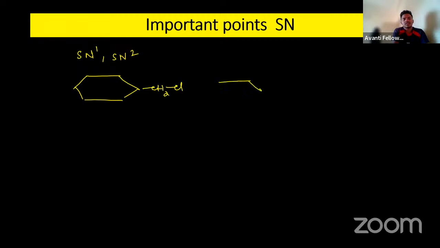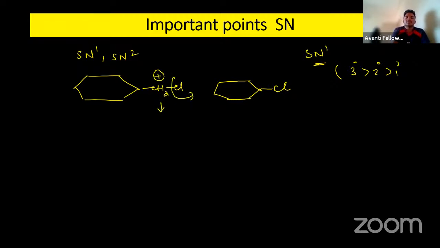CH2Cl, and the next one is Cl. Now, among these two, which is having more SN1? SN1 favors tertiary, secondary, and primary. Now we have to see what type of carbocation it can form. After removal of chlorine, you will get a carbocation here. You can see this carbon is attached with only one carbon, so that's why this is a primary carbocation.